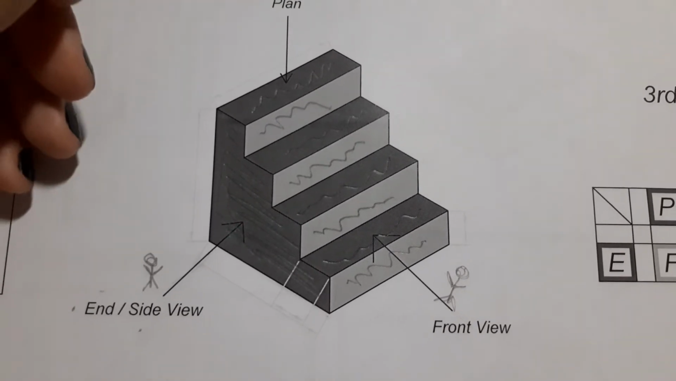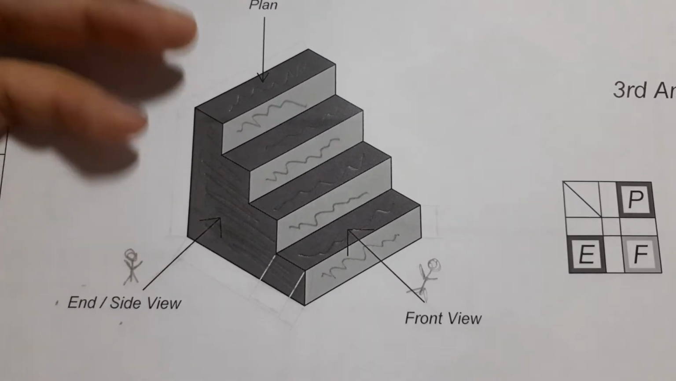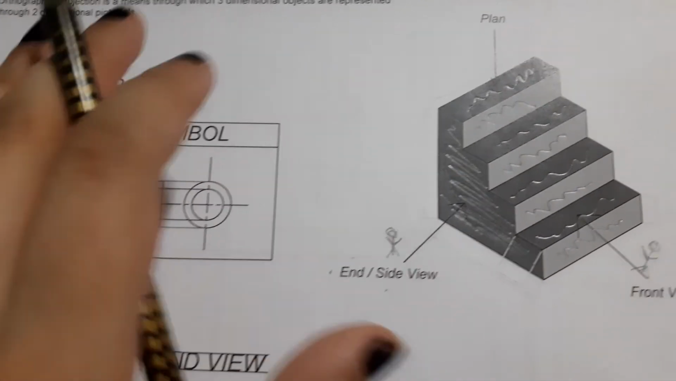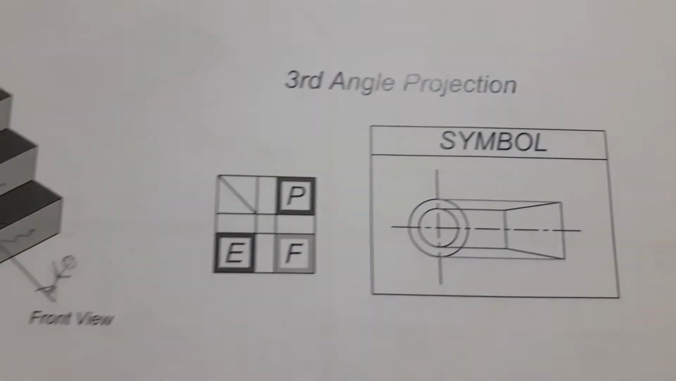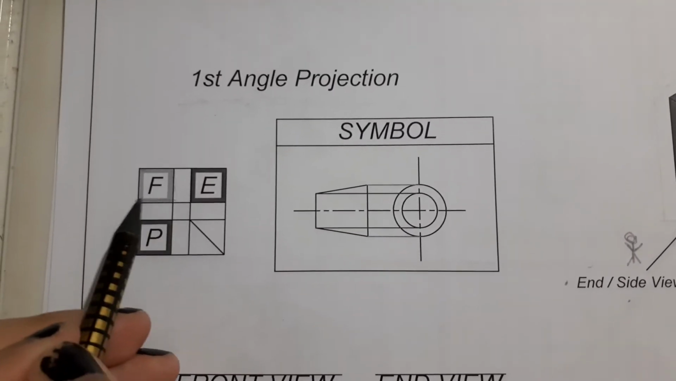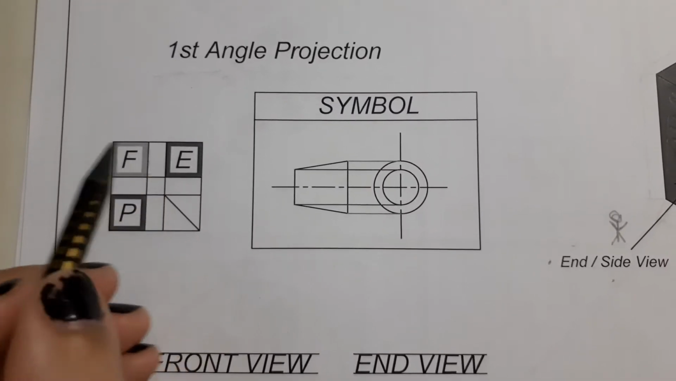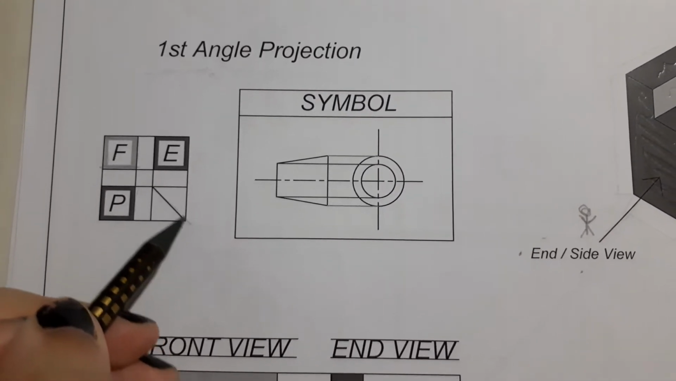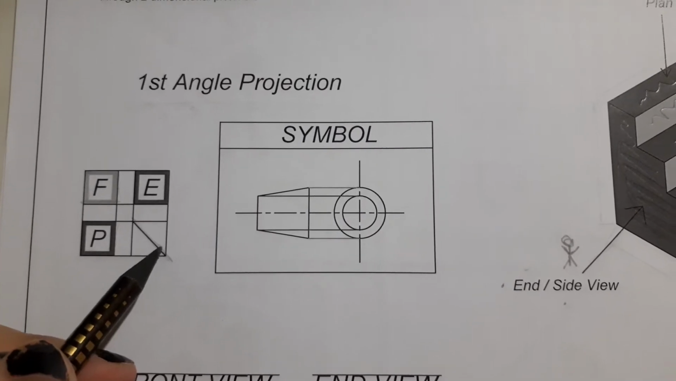Now, we have a rule of how to draw these diagrams, which is where we break down into first angle projection and where we break down into third angle projection. With the first angle projection, we draw the front view over here, the end view next to it, and the plan underneath the front view. Now, what is this line? This line is a 45-degree mitre line.